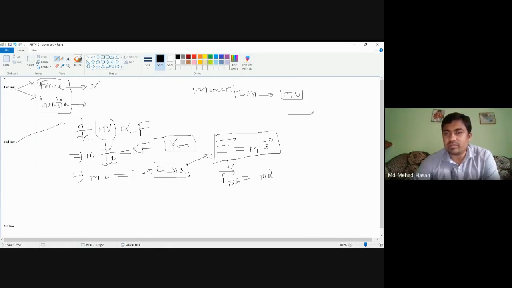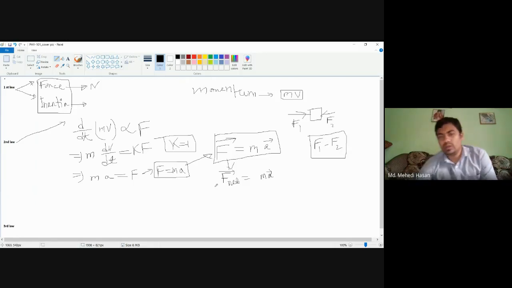So say there is a force acting rightward which is f1, and another force acting leftward, so they are in opposite directions. Then the resultant force or net force will be f1 minus f2 or f2 minus f1. So this will be the resultant force. So basically the vector net force is equal to ma. This is the equation for Newton's second law.